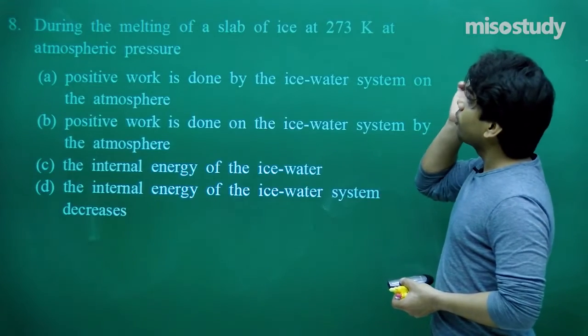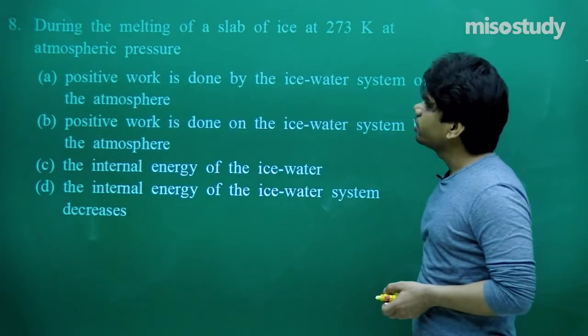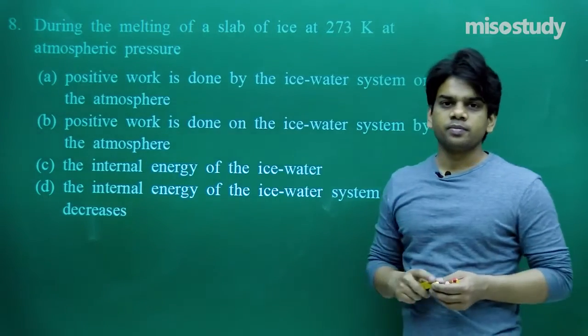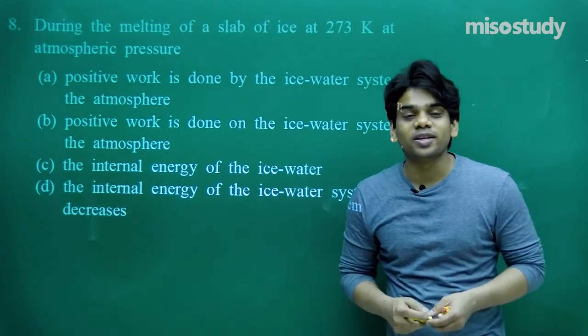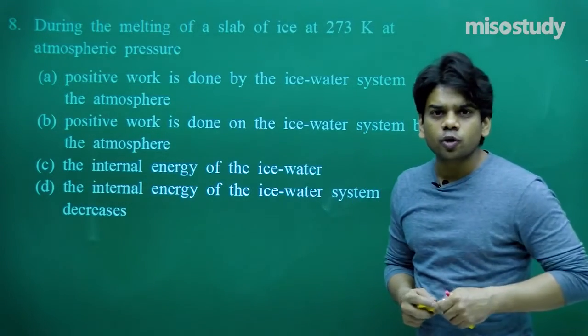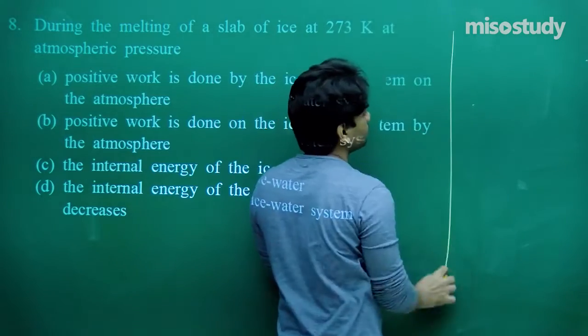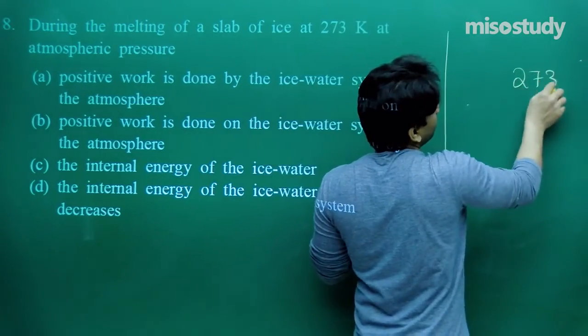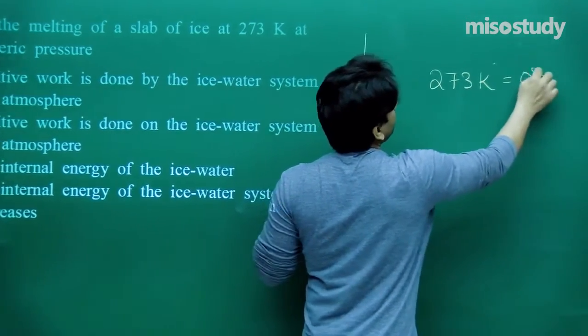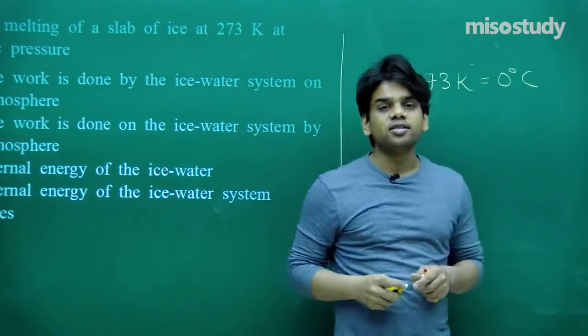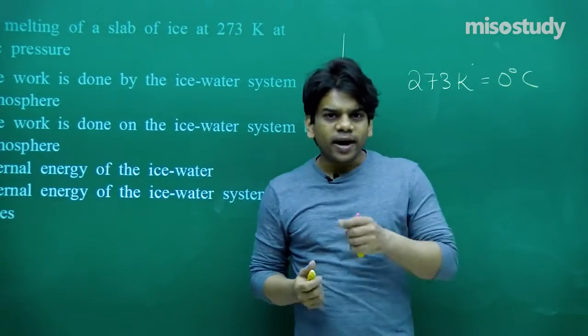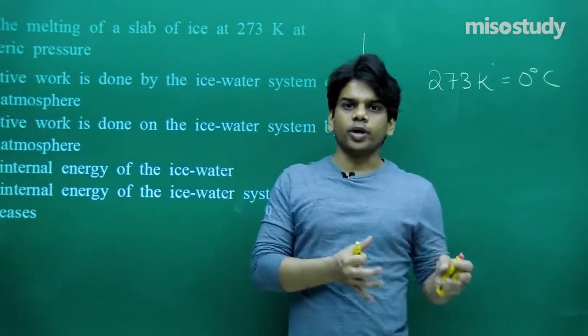During the melting of a slab of ice at 273 Kelvin at atmospheric pressure, ice melts at 273 Kelvin. 273 Kelvin is equal to 0 degrees Celsius. Ice melts at this temperature. Now what happens if ice melts? It's converting from solid to liquid.